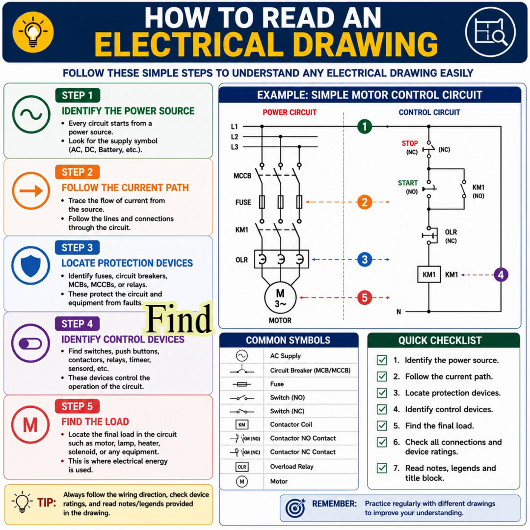Step 5. Find the load. The final destination of power is the load. Examples include motors, lamps, heaters, solenoids. This is where electrical energy is used.